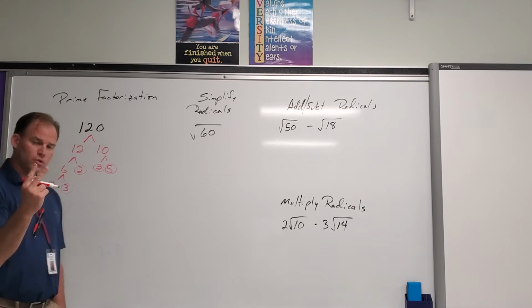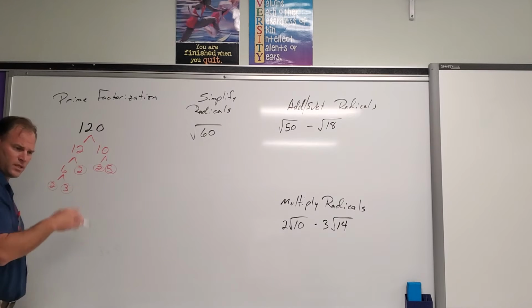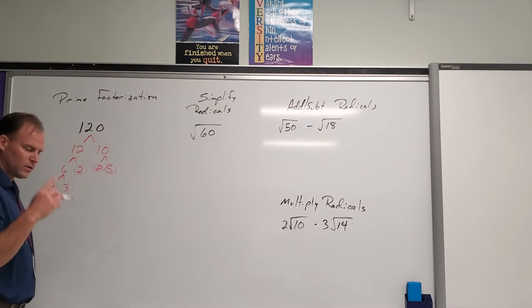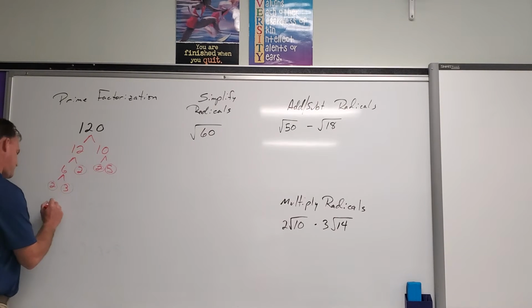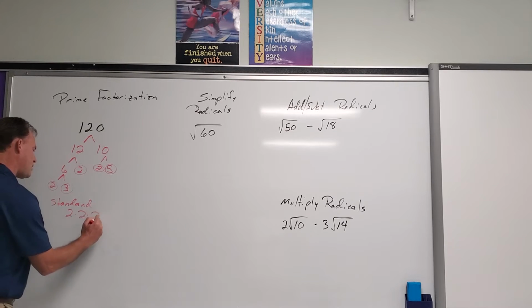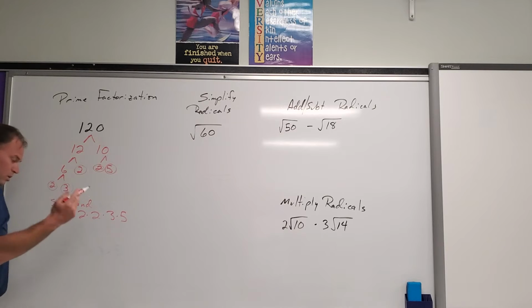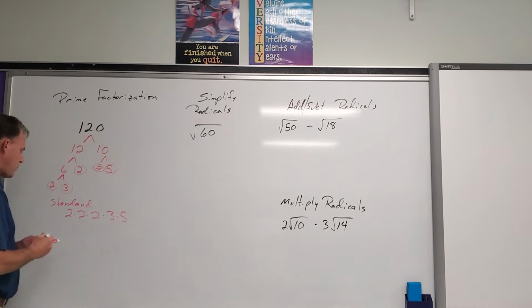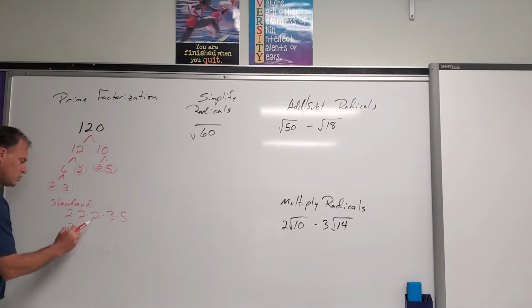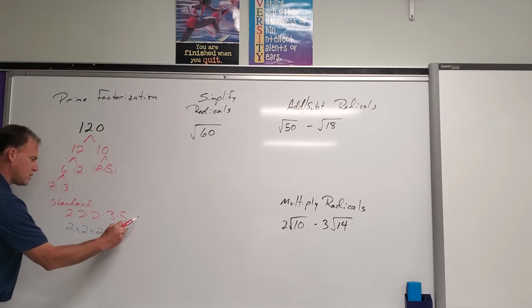We talked about there are 2 ways to write this. Some of you lost points on the quiz last week because you wrote the answer in the wrong format. Read the directions. Standard form is just writing out a list like this. Just write them out. Or if we're on the computer, we write them out with the X's. 2 times 2 times 2 times 3 times 5.